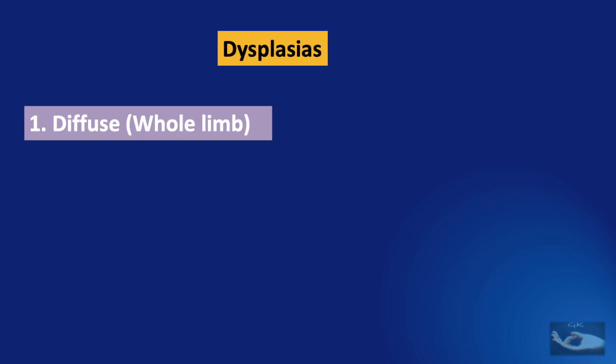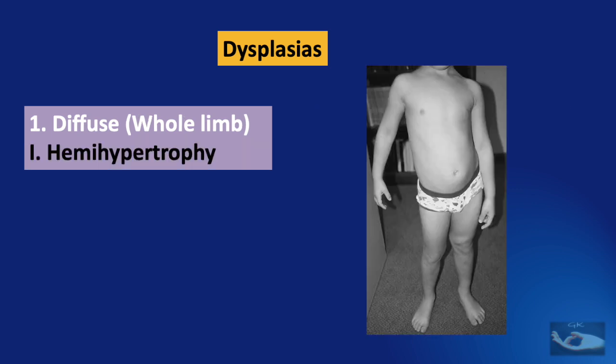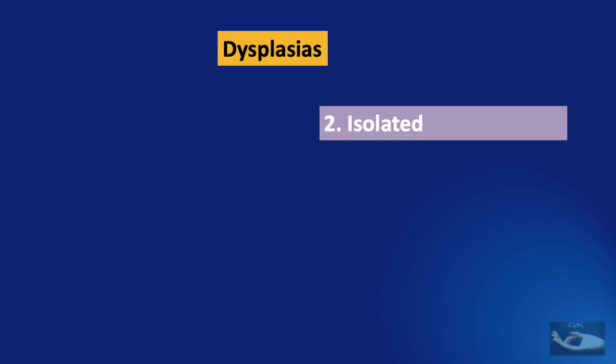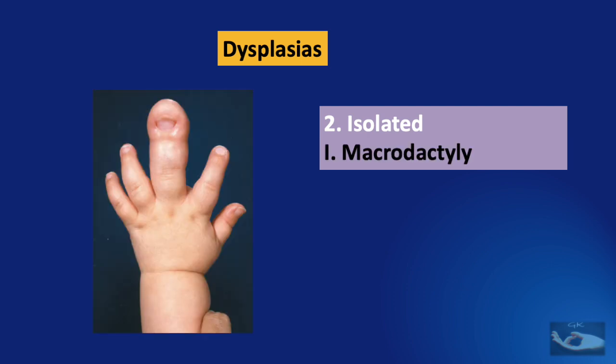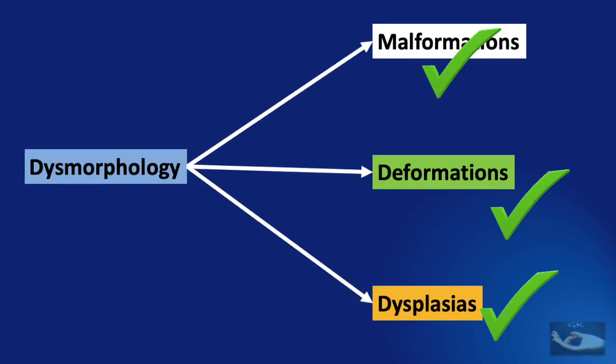What remains is the classification of dysplasias. Dysplasias can be diffuse, that is, involving the whole limb, or isolated. Diffuse dysplasias involving the whole limb can be seen in the condition called hemihypertrophy of the entire upper limb or in the form of aberrant flexor, extensor or intrinsic muscles. Isolated dysplasias can be seen in the form of macrodactyly involving individual fingers or involvement of aberrant intrinsic muscles of the hand alone. So now we have seen the classification of dysplasias also.